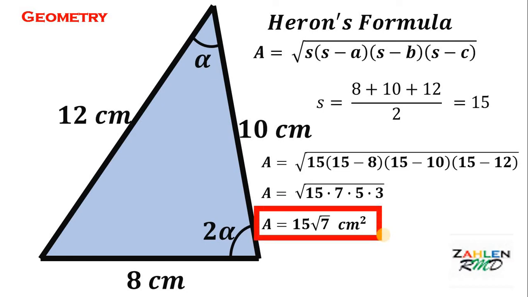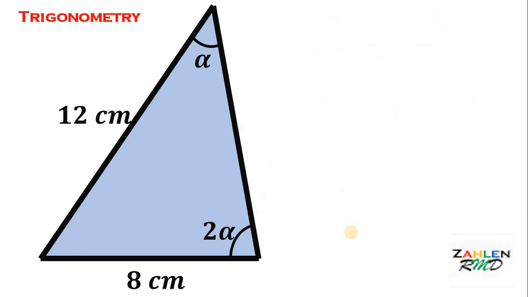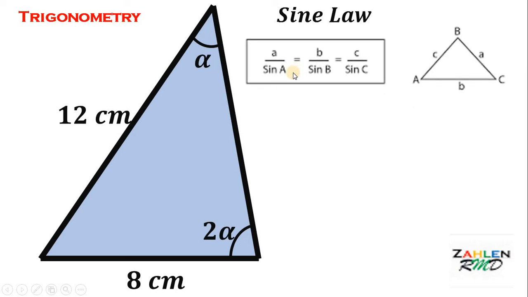This is our first solution. Now let's proceed to our second solution using trigonometry. Now let's start. From our given, we have an angle and its opposite side. Therefore, it tells us that we need to use the law of sines. In trigonometry, the law of sines, sine law, sine formula, or sine rule is an equation relating the lengths of the sides of a triangle of any shape to the sines of its angles. So we have a over sine of angle A equals b over sine of angle B equals c over sine of angle C.